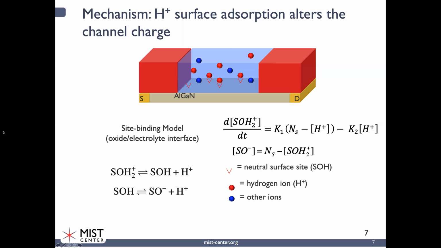So when you change the pH, of course, you change the hydrogen ion population, and then that shifts the charge on the surface. So it acts like a virtual gate, and that's what gives us the sensing capability on this sensor. And this all builds on years worth of our work on modeling and understanding how AlGaN HEMTs act and perform under a variety of conditions.